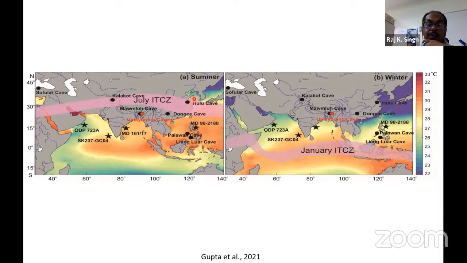We have also compared with the Chinese records of Hulu Cave and Dongge Cave, Soffler Cave, and then SST records or monsoonal records from site 723, the Saraswati et al. record from the Arabian Sea, and the Ponmai et al. record from the Western Bay of Bengal. Many of the previous speakers also highlighted the role of the ITCZ, the rain band, and where it is positioned, to understand this.